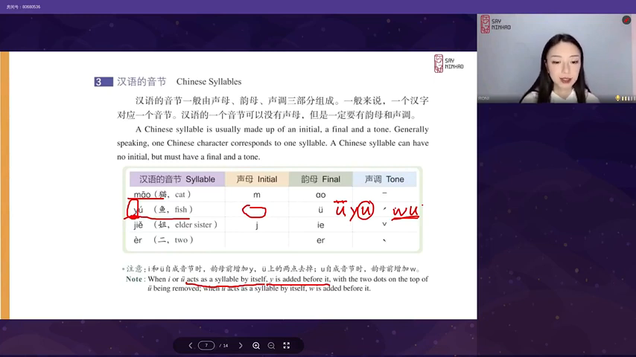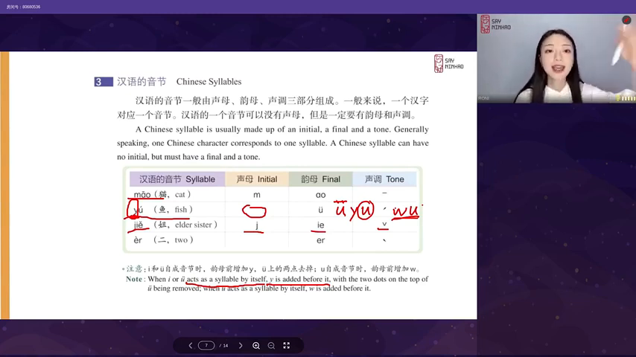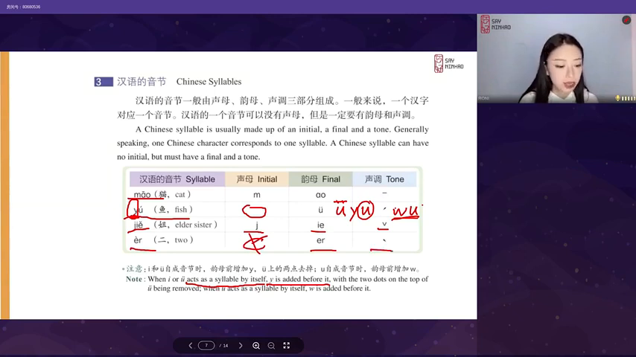Now let's see the next one. The next one looks a little bit complicated, but actually it is not. Here is the initial j, right? And the final is ie, and the tone is third tone. So, jie, jie means sister, elder sister, not the younger one, the elder one. Last example is er. We have no initial here, and the final is er, and the tone is fourth tone. Er means two in Chinese.